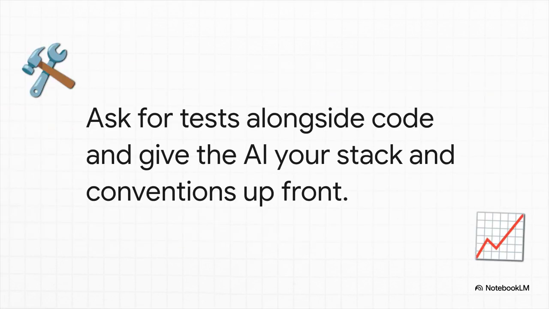To completely round out this new toolkit, there are a couple of related best practices from the Troiana source to keep in your back pocket. First off, explicitly ask the AI for the tests alongside the code it generates. Don't let it just give you the code. And second, make sure you give it your technology stack and your coding conventions right up front. The less the AI has to guess about your specific environment, the tighter and way more accurate its code generation is going to be.